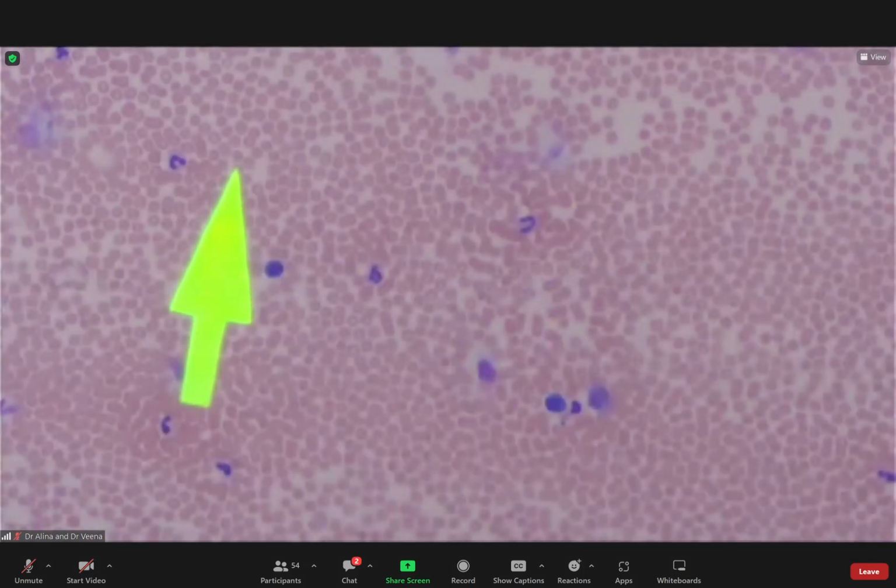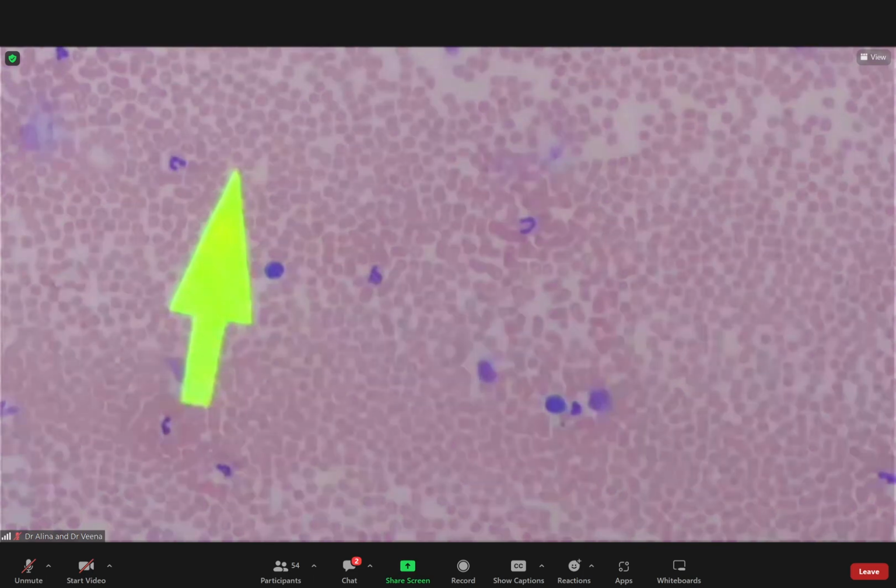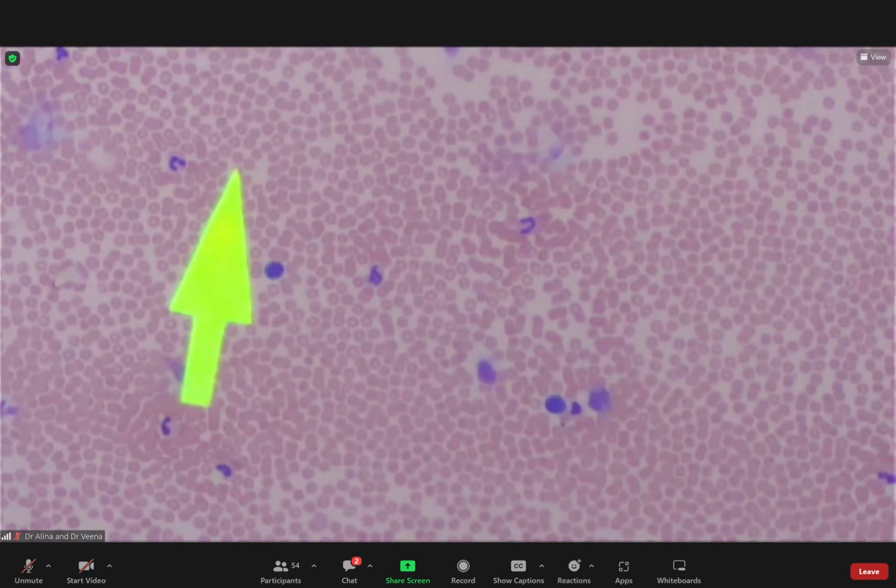Okay. Next. And those are not crystals. Okay, this case is of a 49-year-old lady presented with fever, coffee-ground vomitus, and gum bleeding. Okay, so she has some sort of bleeding problem.